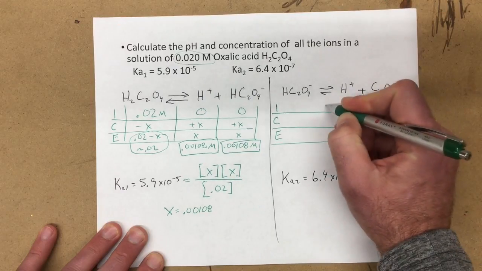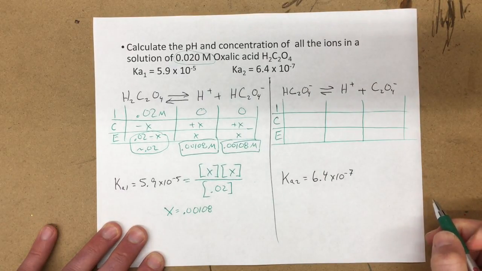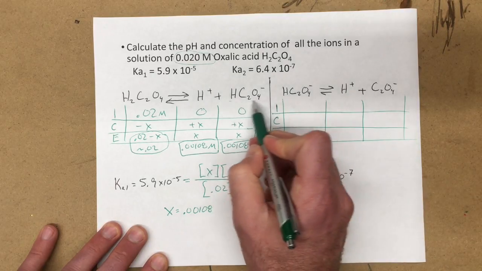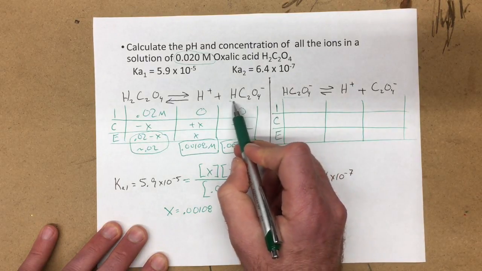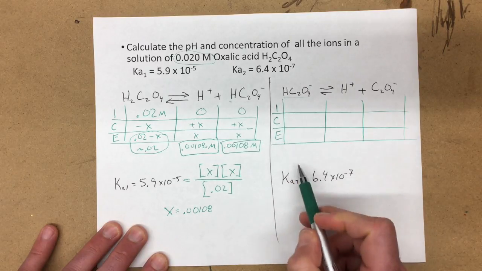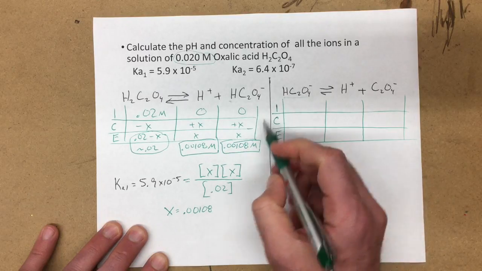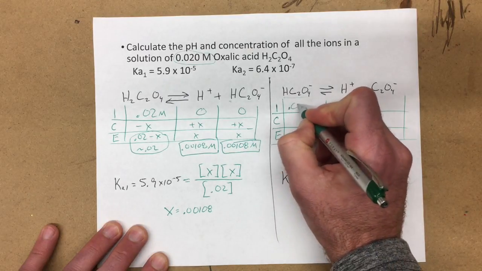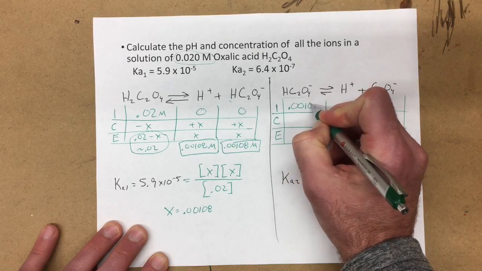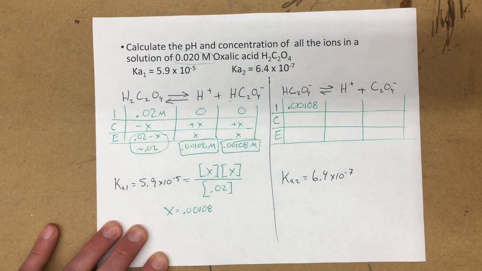And so this is where the problem becomes a little bit different from what we've seen with the monoprotic acids. So notice that this is the same as this, right? Whatever the conjugate base was in the first dissociation is your acid in the second dissociation. So we're getting this concentration from right here. This number, 0.00108, is the initial concentration of that conjugate base, which is now the acid.